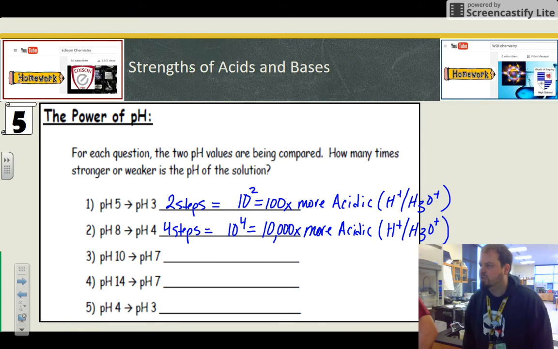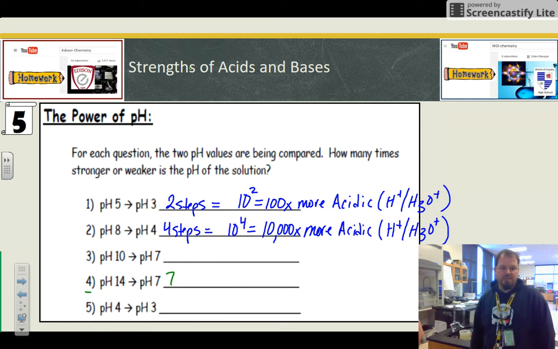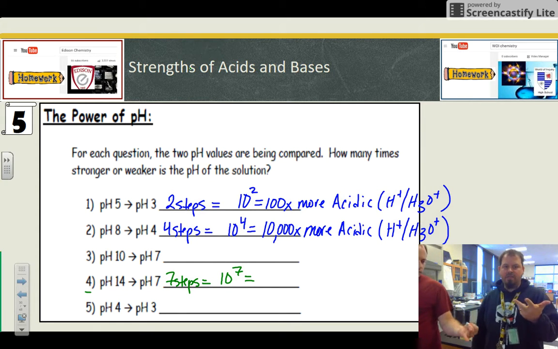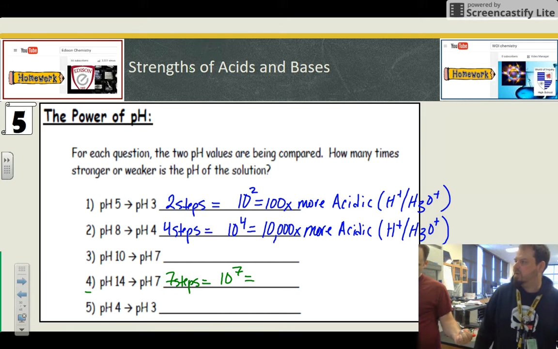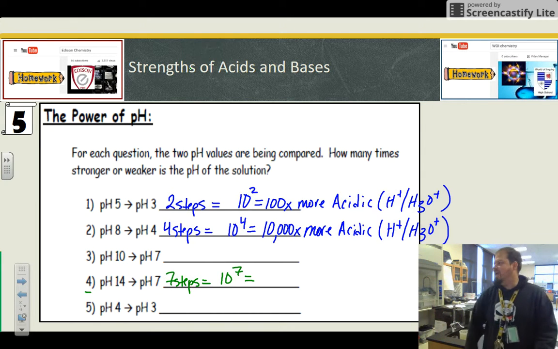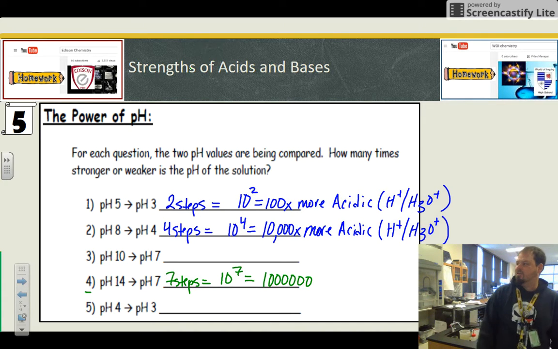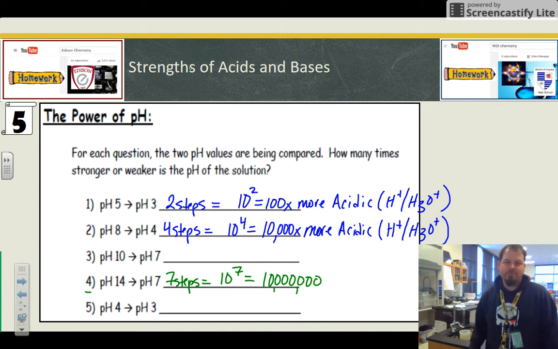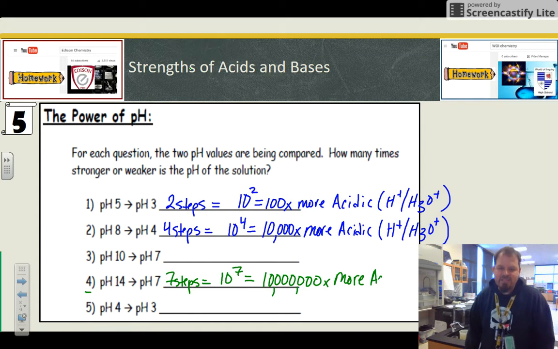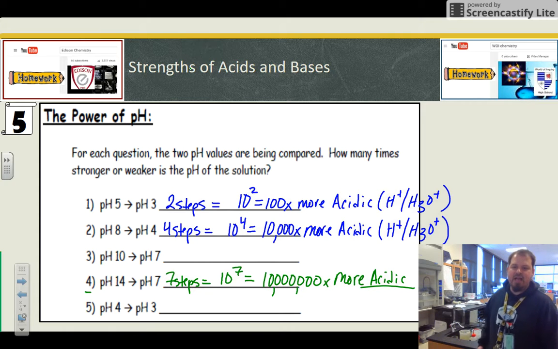Let's just jump one, see if everybody's paying attention. If I move from 14 to 7, I am moving 7 steps. That's 10 to the 7, so that's 10 with 7 zeros after it. 4's got 4 zeros, 2's got 2 zeros, 7's got 7 zeros. There you go. 10 million times more acidic. H plus ion concentration going up.